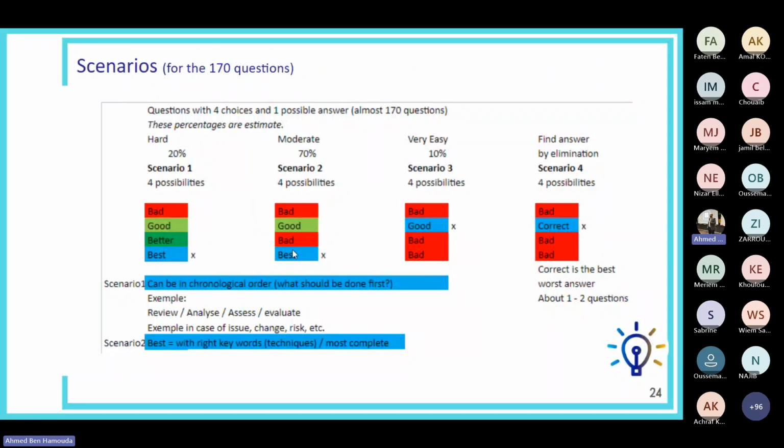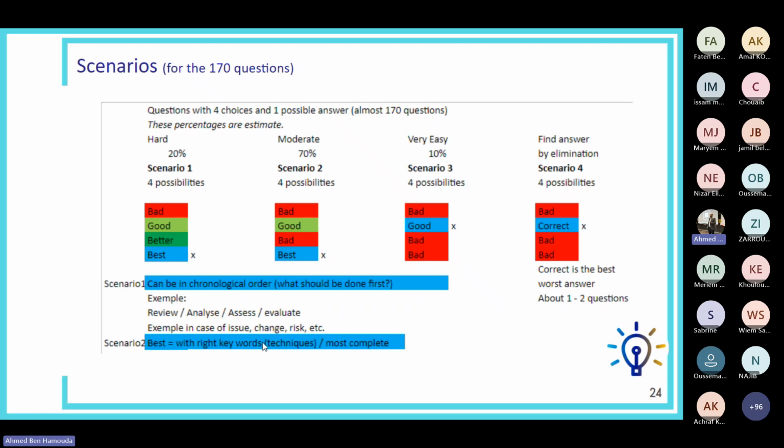Okay, so by best we mean the answer with the right keywords, maybe the right solution, the right techniques, and usually it is the most complete. So this answer here is good, but maybe the best has one more step or one more piece of content that makes it a full solution. That's why in this scenario, once you eliminate those two bad answers, or at least one bad answer, but usually you can eliminate two of them, you're left with two answers, and you will pick the one that is usually the most complete. Okay, and that's scenario two.